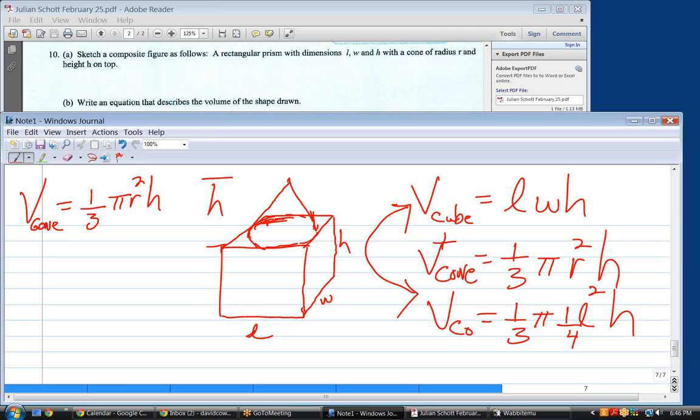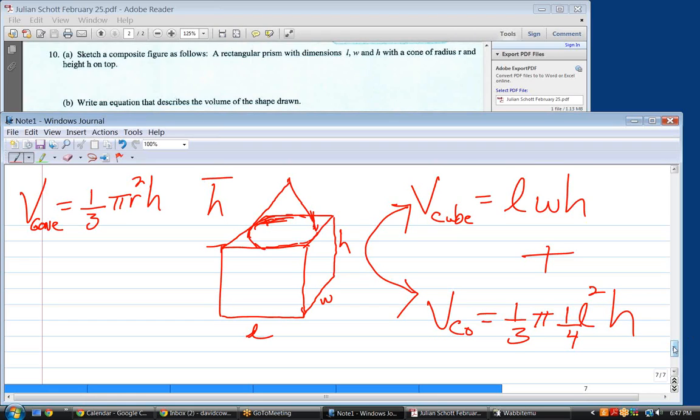And there's not much way to add them together. The h's are the same. We're thinking they are, at least. So if I just put a plus sign in front of them, I've added them together. And I don't see a whole lot that we can do. I got LWH plus 1/3 pi times 1/4 L squared times h. I could factor out an h, but that's all I could do. Now I could factor out an h and an L.